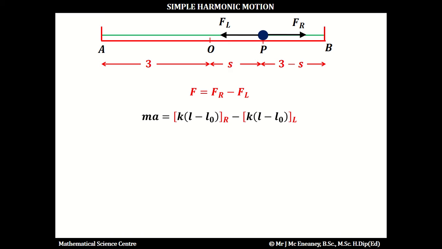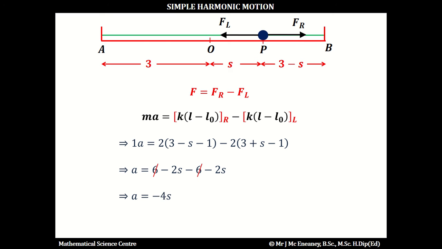Now here the mass was 1, the acceleration is a, the elastic constant for the elastic on the right was 2, the length of the elastic on the right is 3 minus s, and minus its natural length is 1. Minus the elastic constant for the elastic on the left was 2, the length of the elastic on the left is 3 plus s, that's the distance from A to P, minus its natural length, which is 1. And if we multiply out on the right hand side, a then equals 6 minus 2s minus 6 minus 2s. And the 6's cancel, and this means a equals minus 4s.